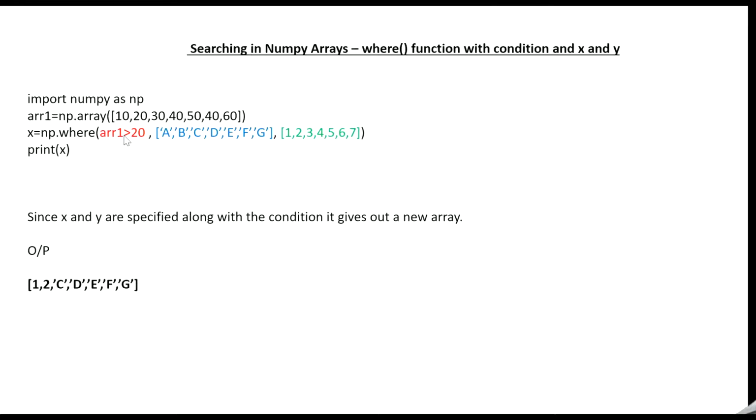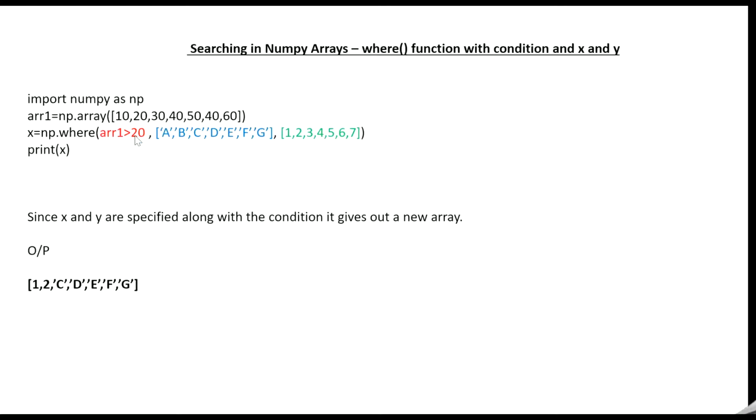So now friends, array 1 greater than 20. First it will take 10. Is 10 greater than 20? No. So the condition is false. So it will take the value 1 from the y list. So 1 will be printed on the console. Then it will take 20. Is 20 greater than 20? No. So it will take from the y list the second element and prints 2 on the console.